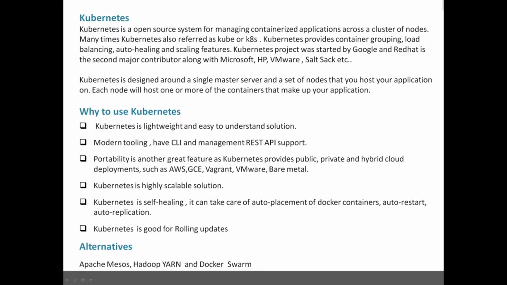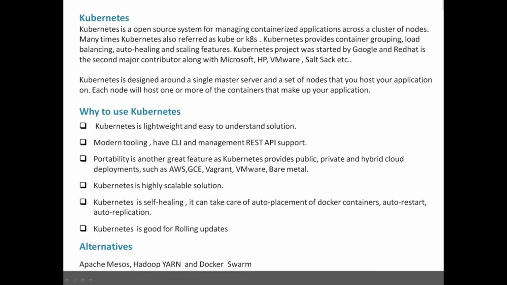Next thing comes, why use Kubernetes? The reasons are: Kubernetes is a lightweight and easy to understand solution. The second thing, Kubernetes is modern tooling. Basically, it has CLI as well as REST API support. So it makes it a perfect tool for automated applications or the applications which need REST API support.